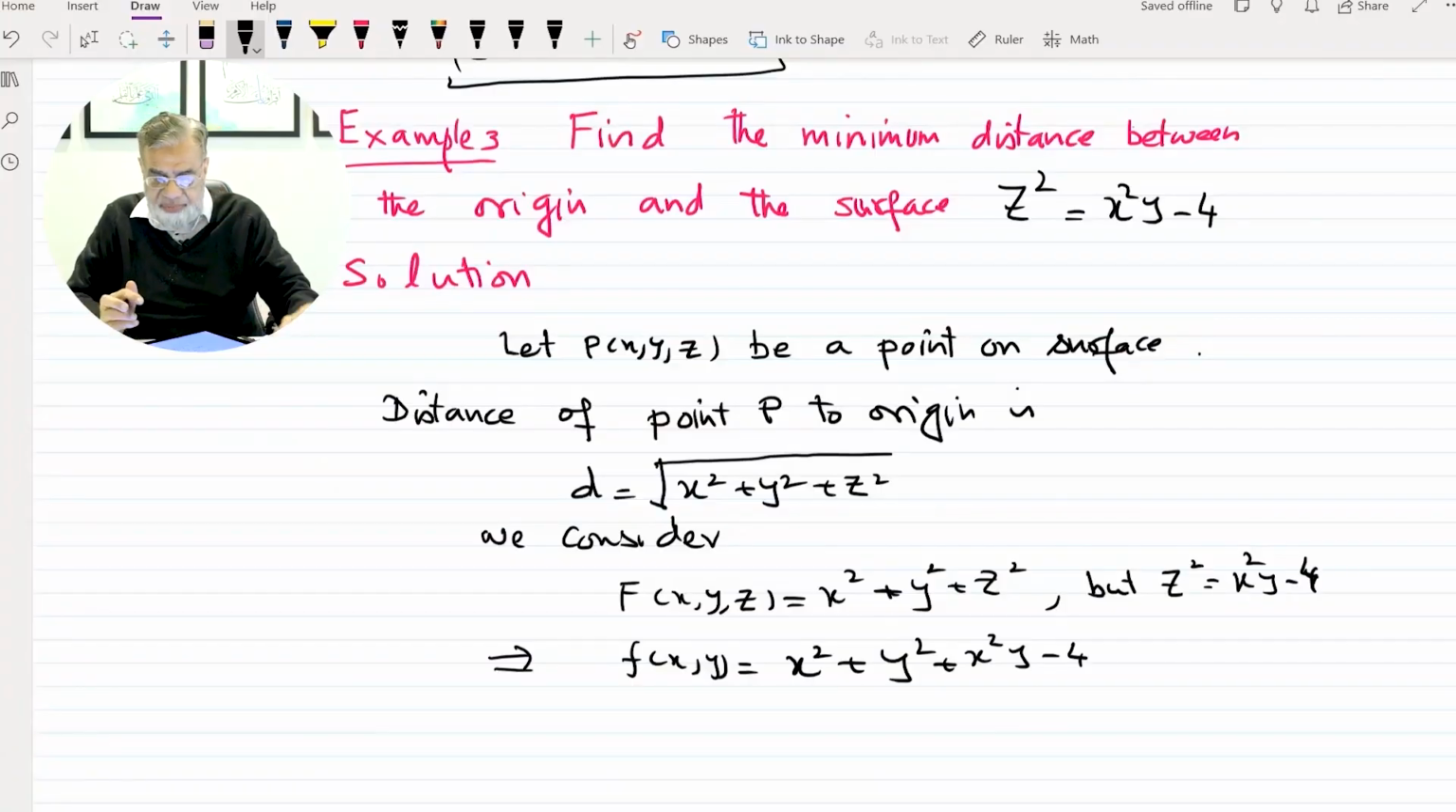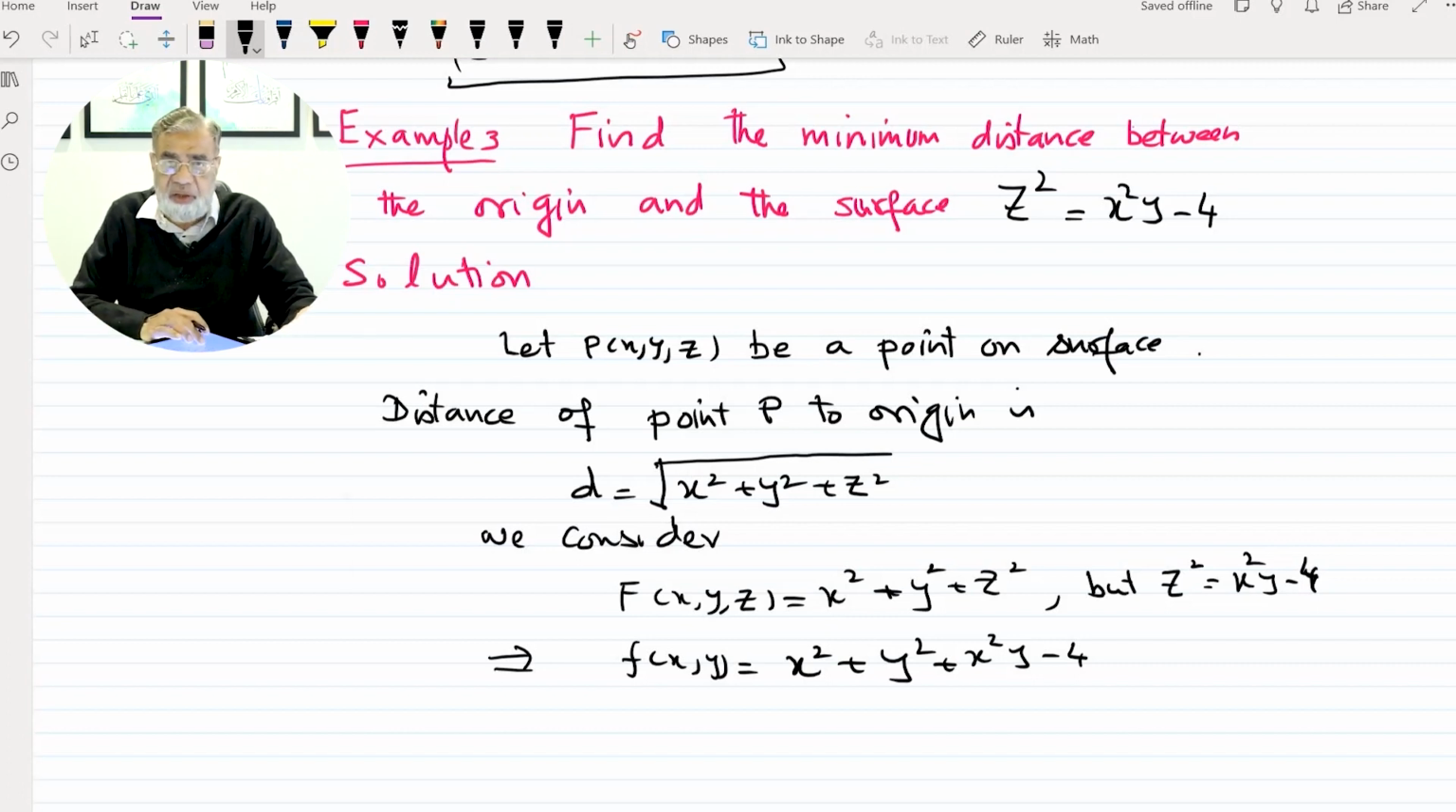We are always discussing functions of two variables. Now here there are three variables, but we are given the condition that the point must be on a particular surface. That surface is given to us: z square is equal to x square y minus 4. So we replace z square with x square y minus 4, and we get an equation in two variables. So we get f(x, y) equal to x square plus y square plus x square y minus 4.